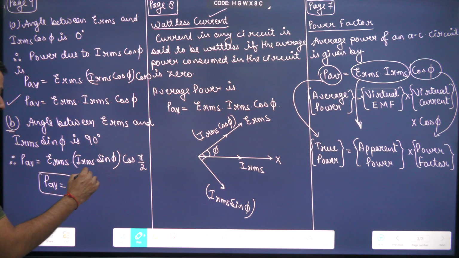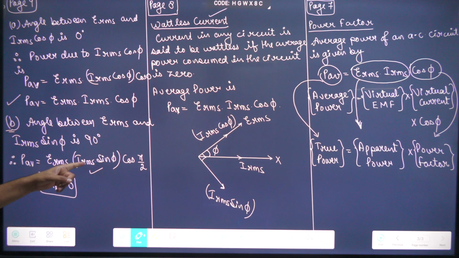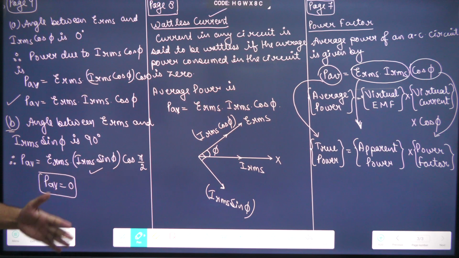And therefore this component IRMS sin phi is called wattless current, because this current is not producing any power. That's why it is powerless. Powerless means wattless current. We call the component IRMS sin phi the idle or wattless current, because it does not consume any power in an AC circuit. Is this clear?